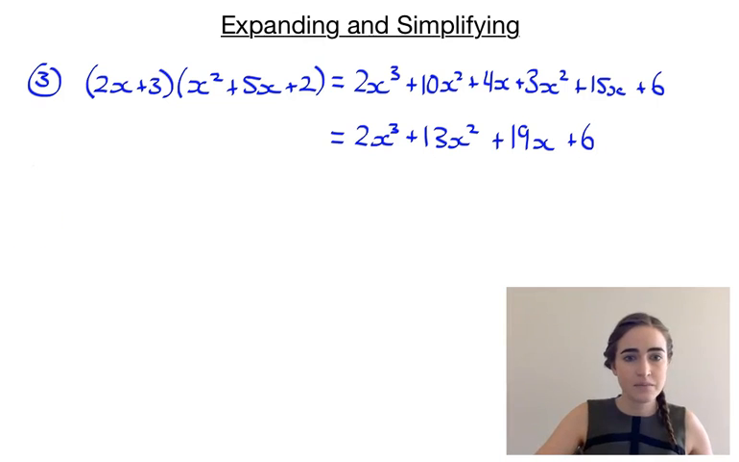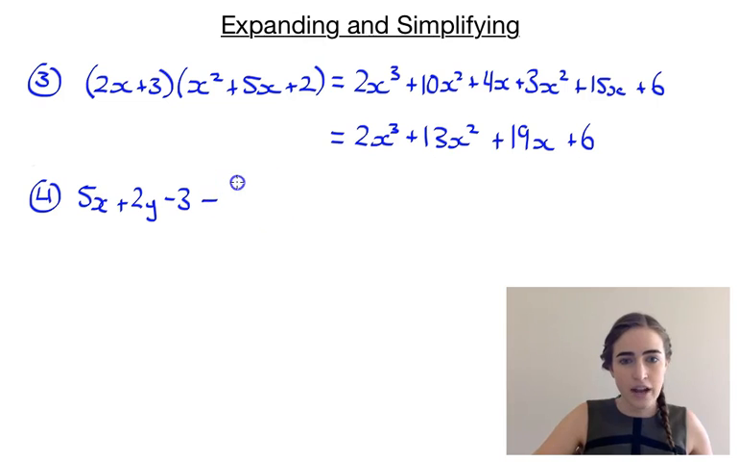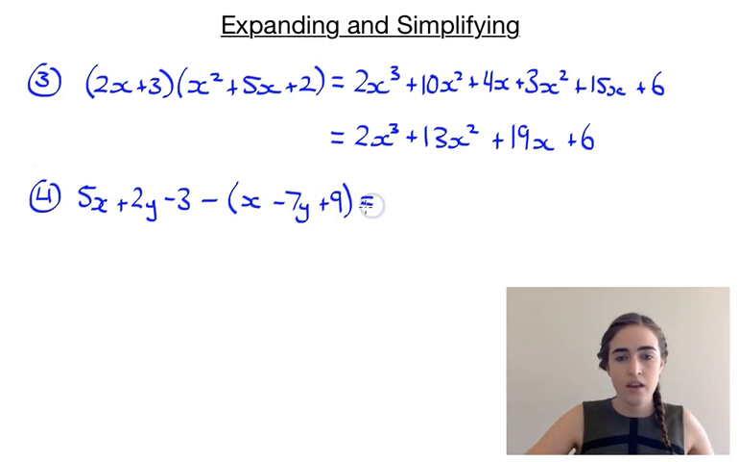Okay, one last example. So we've got 5x plus 2y minus 3. And then we're going to subtract x minus 7y plus 9. Okay, so in this one, there's no expanding to be done over here, but we do have this bracket that needs to be expanded in this one.